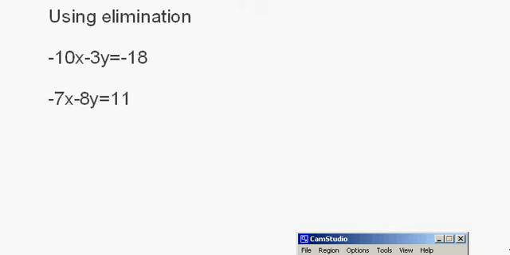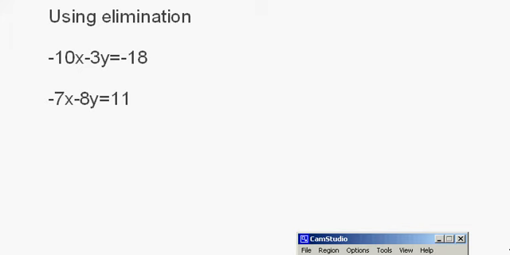Now we have two equations and we have to use the method of elimination to solve the system of equations. Our first equation is negative 10x minus 3y equals negative 18. Second equation is negative 7x minus 8y equals 11. Now the first thing we need to do is to see if we have opposite coefficients, which we do not. That means we have to make them opposite.